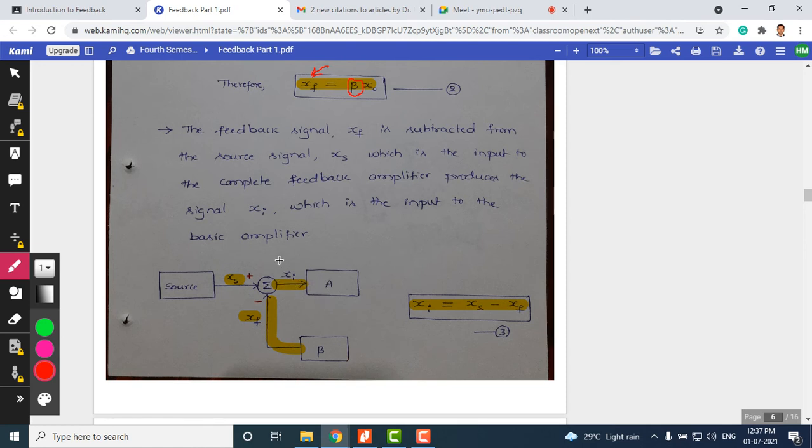Since this is going to be a mixer, it mixes the source signal and the feedback signal and provides an output as xi here. So now we can write the mathematical equation for xi as xs, that is a positive input signal, minus the feedback signal here. Look at the arrow mark. These things you are familiar with in control systems as well. So xi is nothing but xs minus xf.